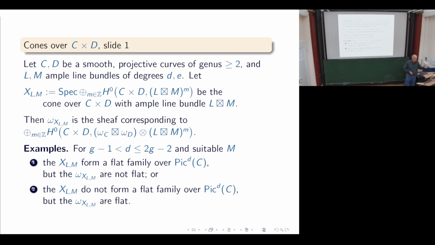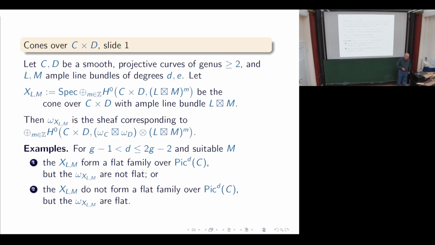And then I look at the cone over it. Okay, so this X_{L,M} is the cone over C cross D with normal bundle the box product of L and M. And now it's easy to write down the dualizing sheaf, that's just a sheaf that corresponds to, well, not surprisingly, the dualizing sheaf of C cross D, and then I just have to tensor it with the sheaf corresponding to it.